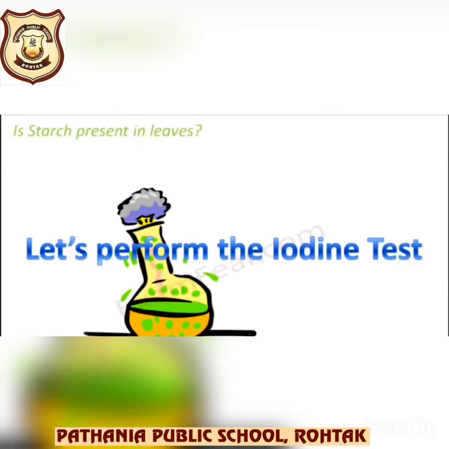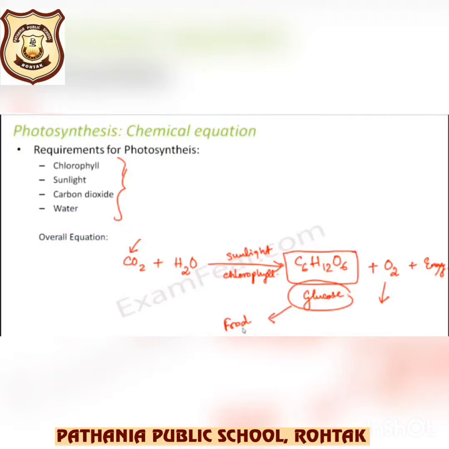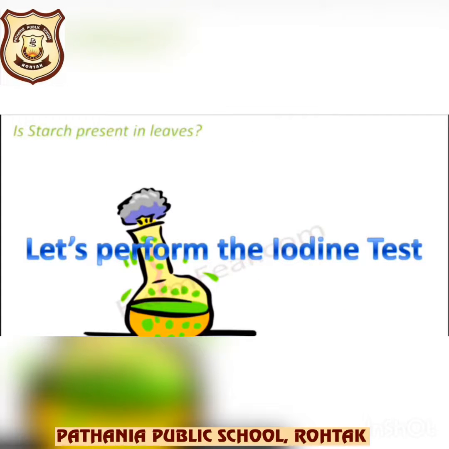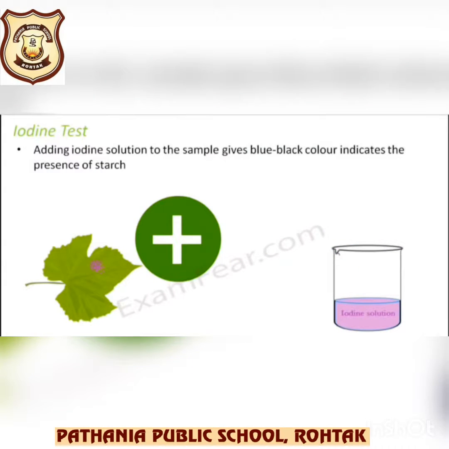Okay, so starch is also present in the leaves. Any excess food inside the leaves is stored in the form of starch. And how do you show that starch is present in the leaves? So let's perform the iodine test. If the color changes to blue black, that means starch is present in the leaves. Adding iodine solution to the sample gives a blue black color, which indicates the presence of starch. Now I hope it is clear to everyone what photosynthesis is.